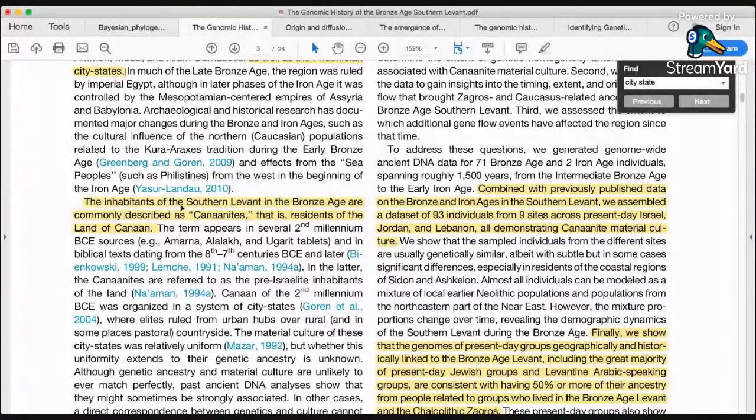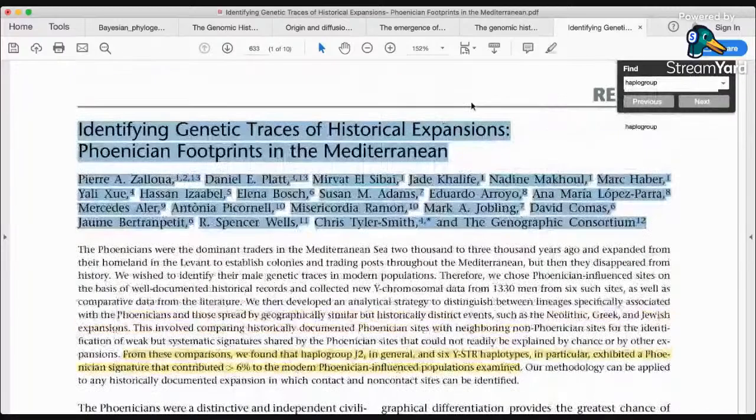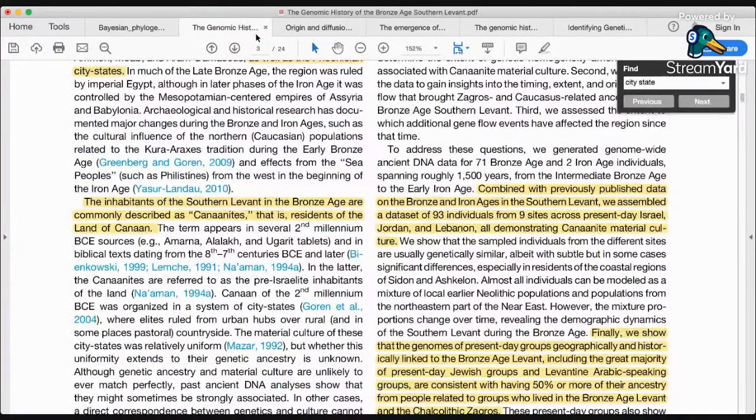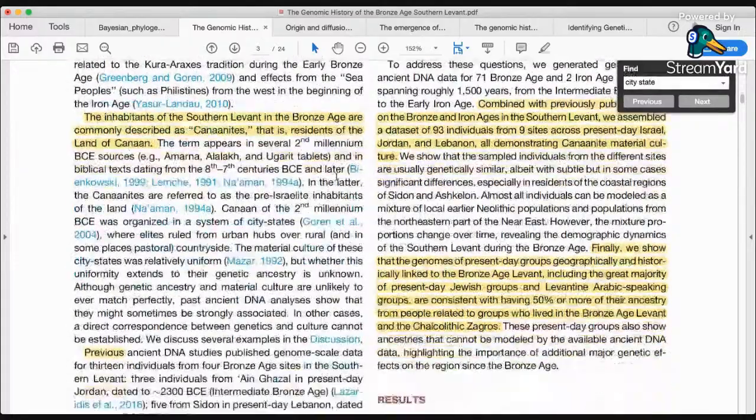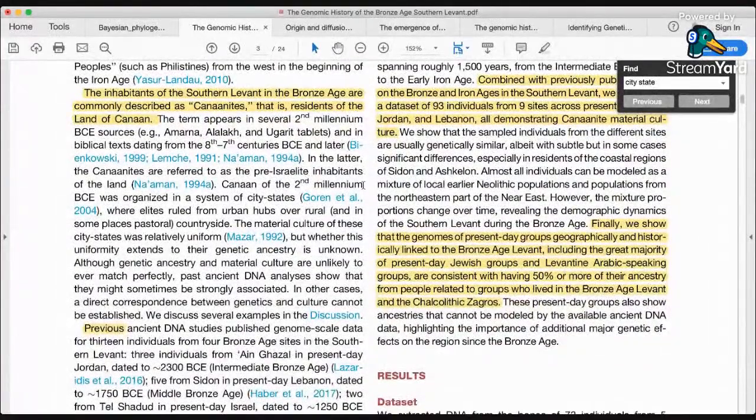You can find the inhabitants of the southern Levant in the Bronze Age are commonly described as Canaanites, that is, the residents of the land of Canaan. And this is back on the genomic history of the Bronze Age southern Levant. So these two are important to piece together. So it's identifying genetic traces of historical expansions, Phoenician footprints in the Mediterranean, and the genomic history of the Bronze Age Southern Levant. So I think that covers everything I wanted to discuss in here.